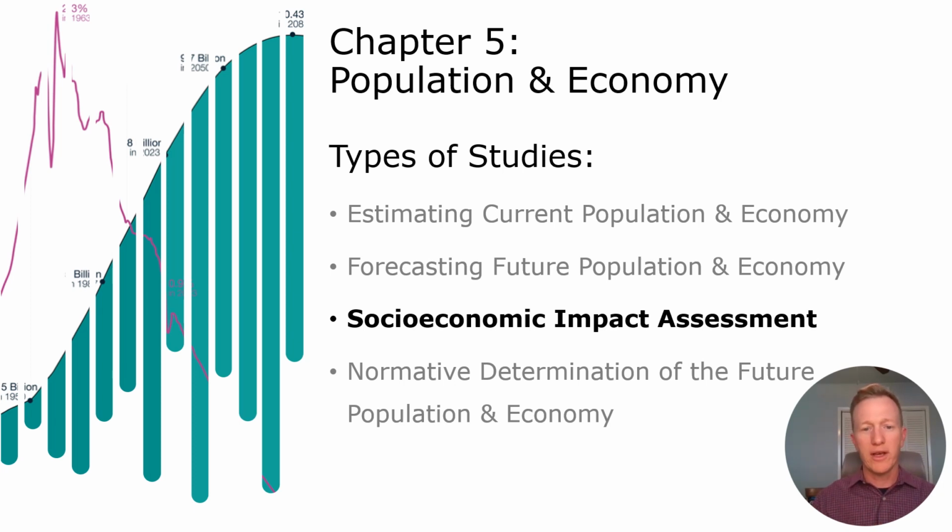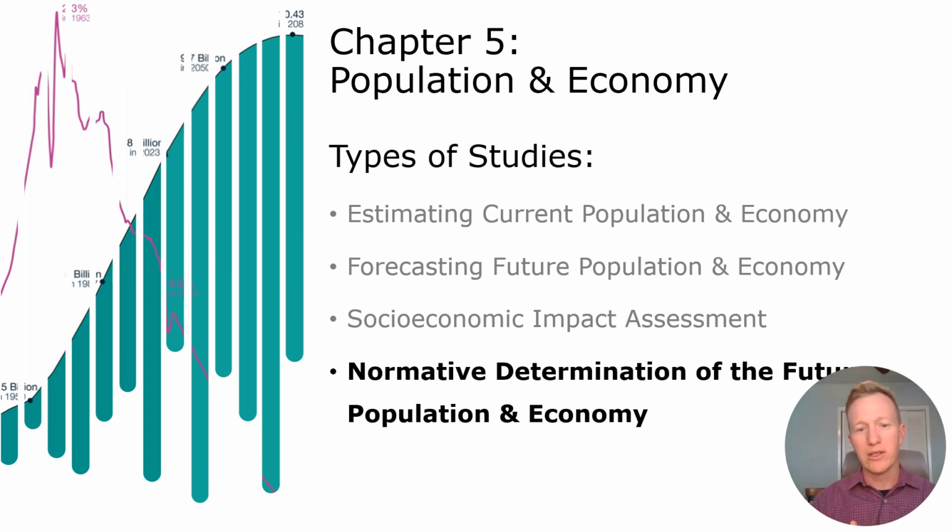So the third type of study that the authors talk about is a socioeconomic impact assessment. And that's simply when you look at the impact of a major change to society or an economy. So if you were expecting a large influx of immigrants, then you would want to know that in order to prepare for that. Or if you're seeing a large aerospace plant closing, you would want to take that into account in terms of planning.